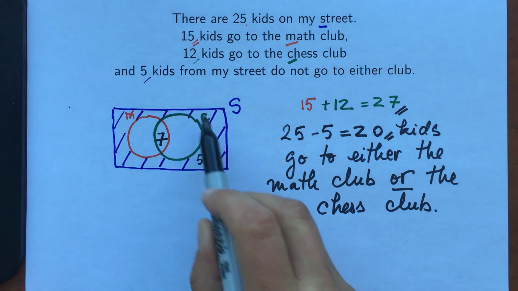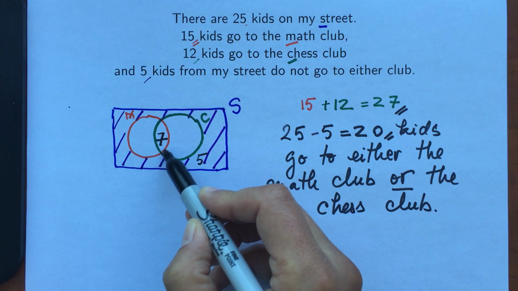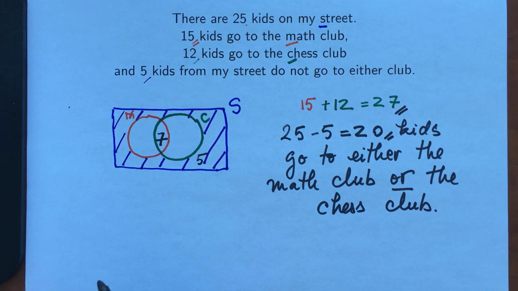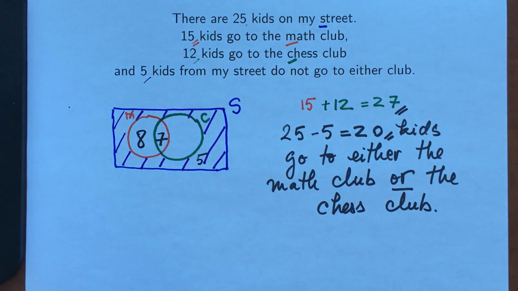Okay, so already just by looking at this diagram, we figure out a very important information about what's happening with these kids on my street. Namely, 7 of them go to both the math club and the chess club. Now with this information, what can we do? Well, if we go back to what the problem is telling us, we know that 15 kids go to the math club. We already accounted for 7 of them, namely the ones that go to both the math club and the chess club. So the remaining kids of the 15, which is 8 kids, go only to the math club.